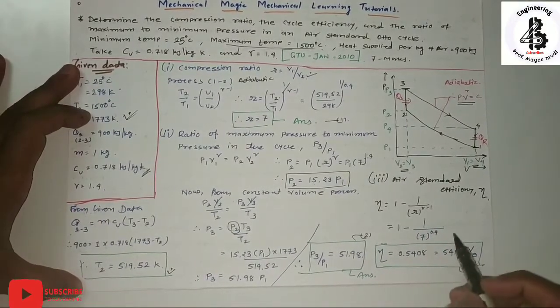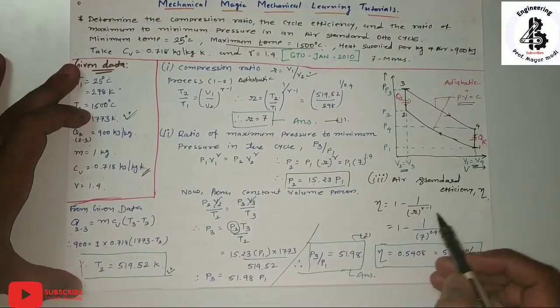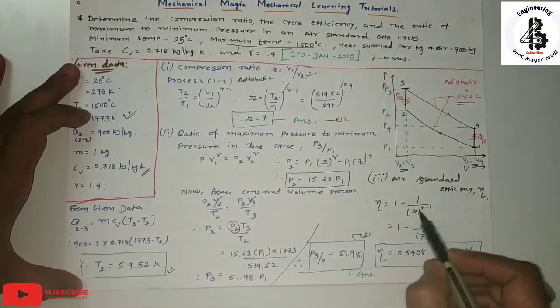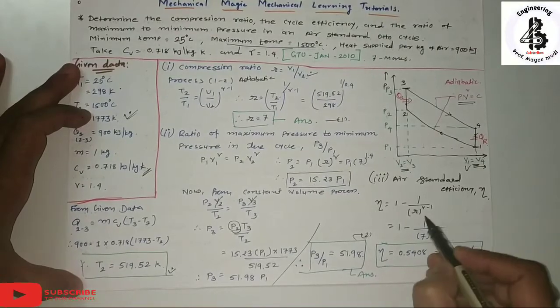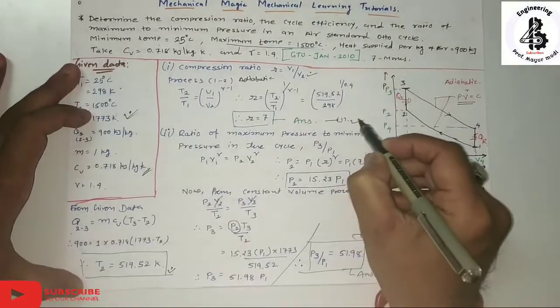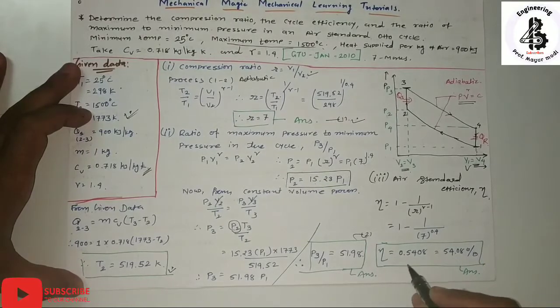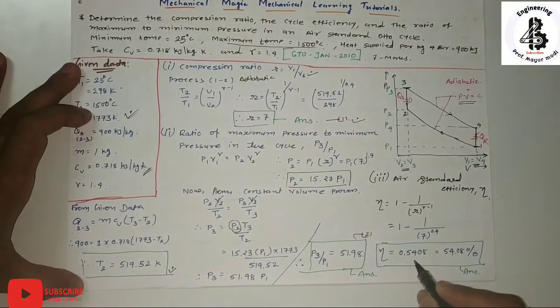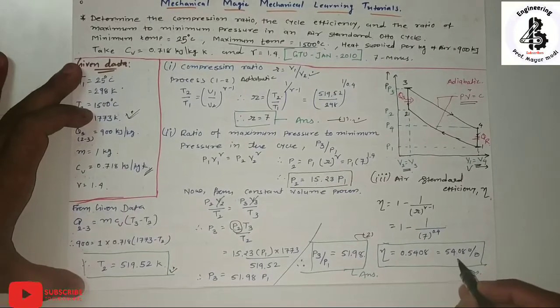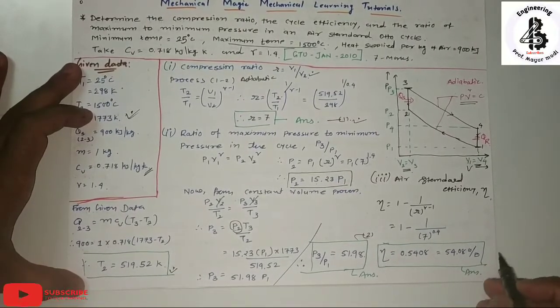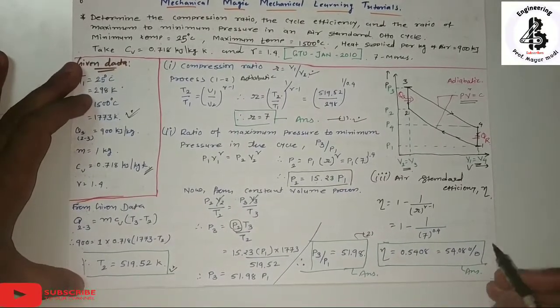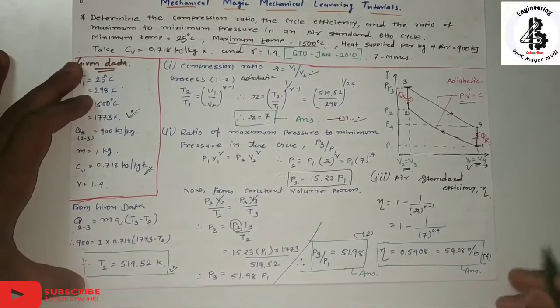Now the air standard efficiency of the cycle is equal to 1 minus 1 upon R raised to gamma minus 1. Just put the value of R from answer number 1 and you will get the answer. The efficiency of the Otto cycle is 0.5408, or 54.08%. That is the final answer.